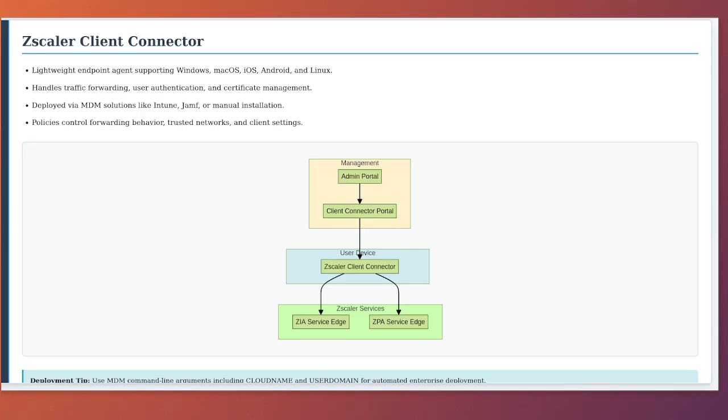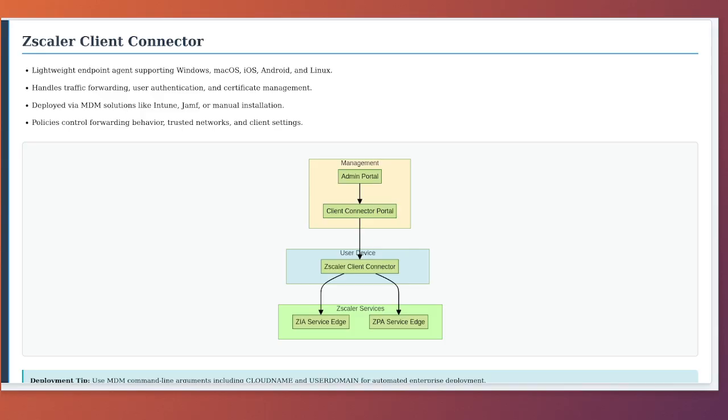Client connector policies control the behavior of the client. These policies define settings like which traffic to forward to Zscaler, whether to allow users to disable the client, trusted network detection, and update settings. Policies are configured in the Client Connector portal and pushed to enrolled clients.